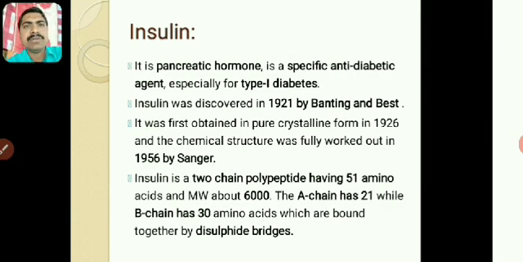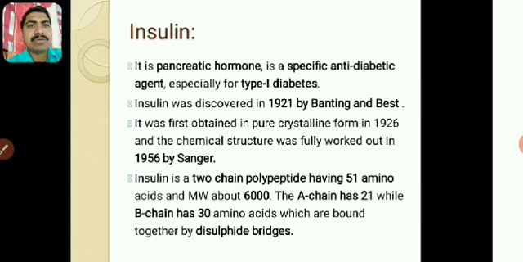So what is insulin? It is a pancreatic hormone. It is a specific antidiabetic agent, especially for type 1 diabetes, because in type 1 diabetes there is a complete destruction of beta cells. There is no synthesis of insulin at all. Therefore, insulin is given in type 1 diabetes patients. It is a specific antidiabetic agent, especially for type 1 diabetes mellitus.